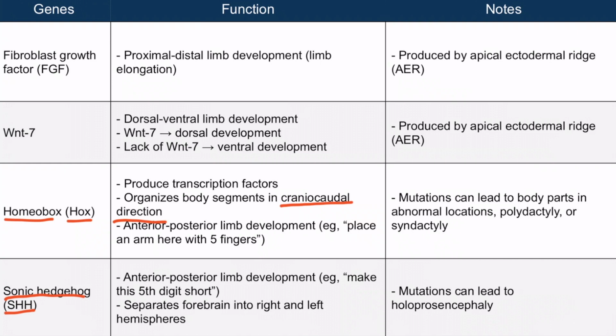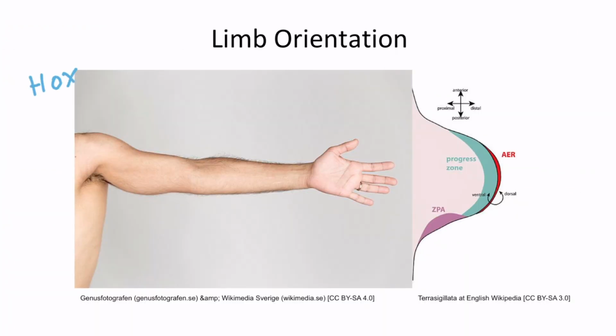And when it comes to the arm, the Hox genes will indicate you got to place an arm here, and you need 5 fingers here. So Hox genes indicate this craniocaudal direction, all the segments. So put a finger here, here, here, here, and here. That will be dictated by the Hox genes.